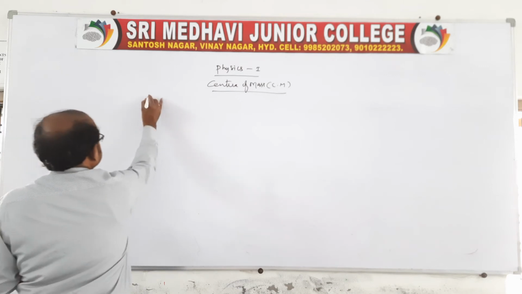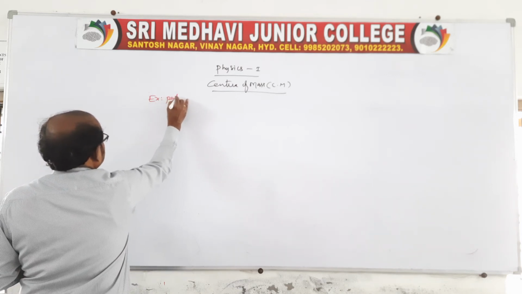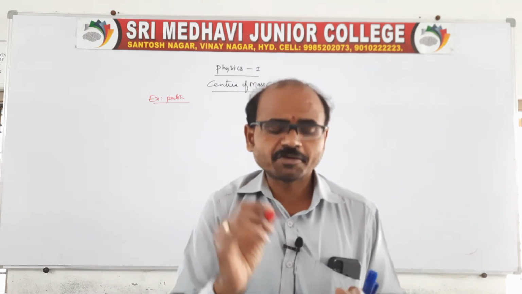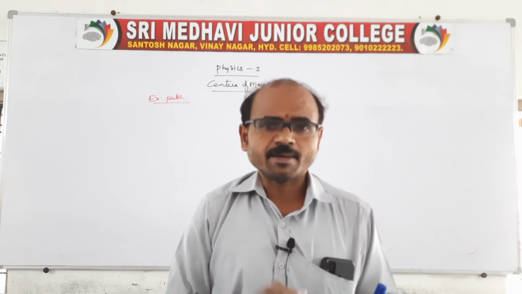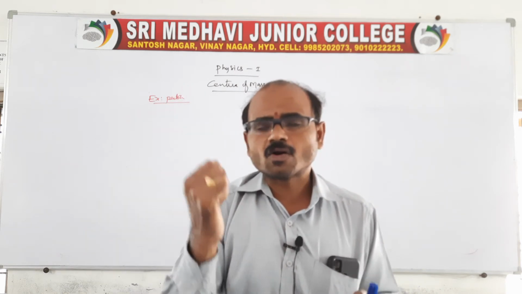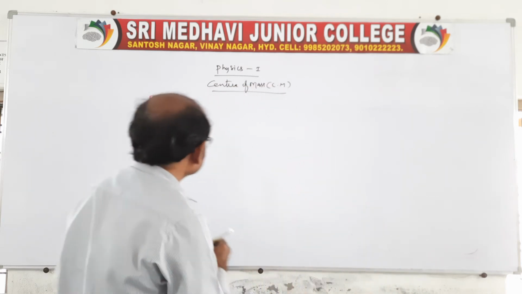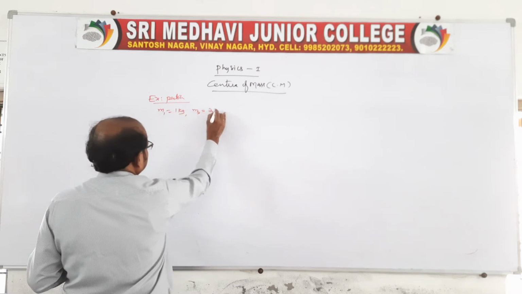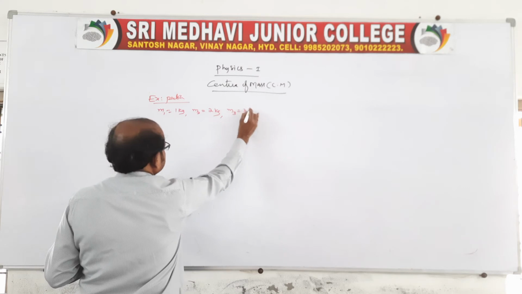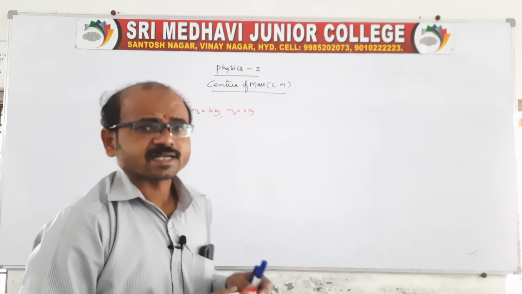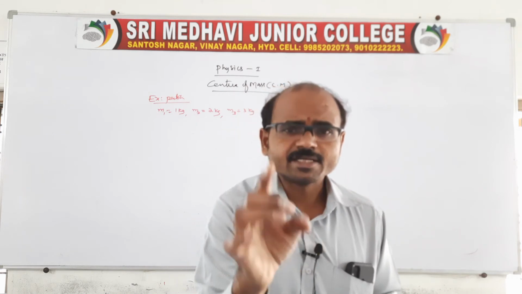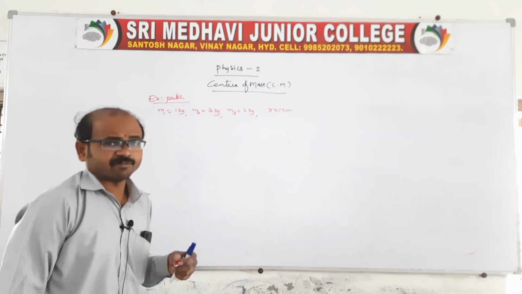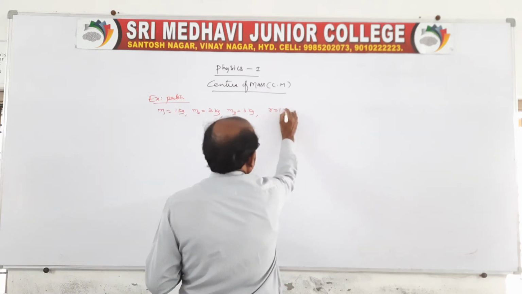See, it is an example problem. So the problem will be given like this. Three particles of masses m1 is equal to 1 kg, m2 is equal to 2 kg, m3 is equal to 3 kg, which are located at the corners of an equilateral triangle. Equilateral in the sense each side is equal to 1 meter. The distance between the two particles you take as 1 meter. This is given like this, an equilateral triangle.